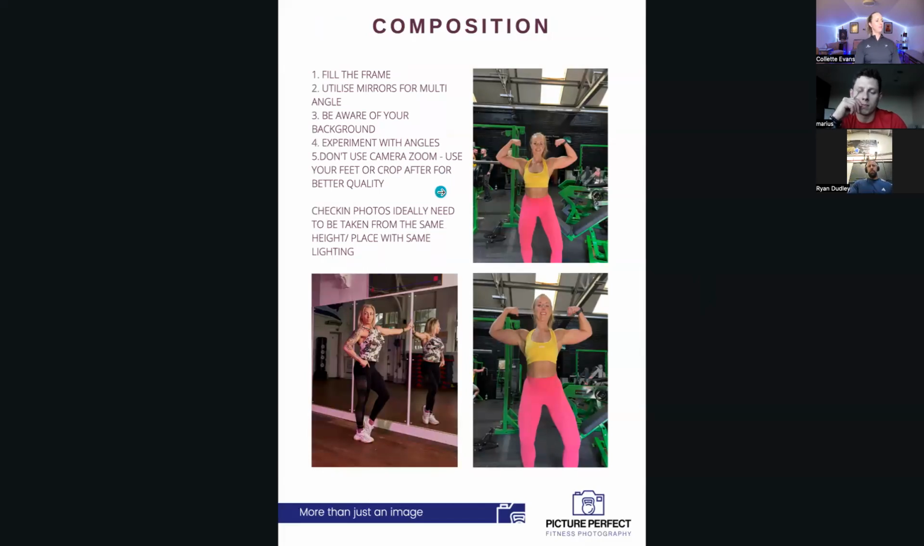So, checking photos, I would say go from the same height every time, the same place, same time of day. Everything needs to be consistent because as an online coach, you're not there in person, you can't tell. So ideally, everything needs to be the same. But in terms of lighting and positioning, I would use a tripod. And I'm going to show you a little trick in a couple of slides' time. If they've got an Apple Watch, I've just bought an Apple Watch. It's the most amazing thing I've ever bought. There's a little trick for that.